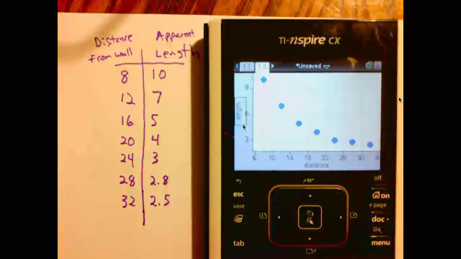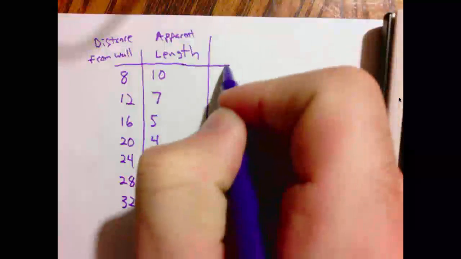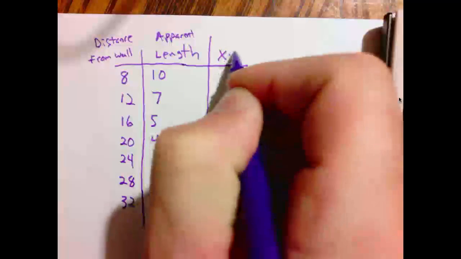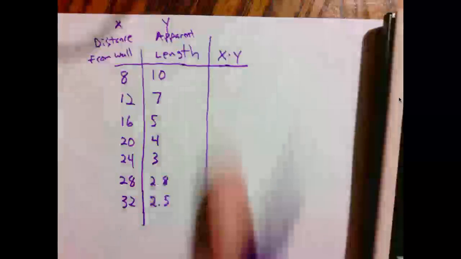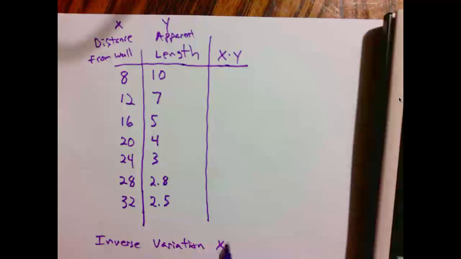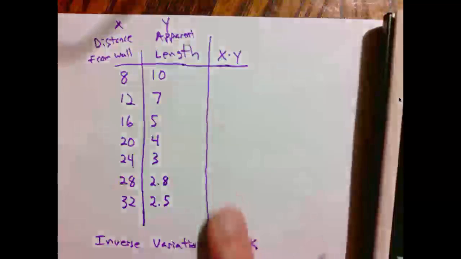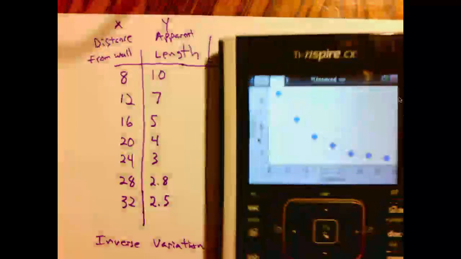Okay, now what we want to investigate now is a third column. I want to look at the product of X times Y. Alright, I'm going to just call this X times Y. We're calling the distance X and the apparent length Y, and I want to look at these products. We know our inverse variation is of the form X times Y equals some constant K. Now this is real world data. We don't expect for this K to be exactly the same, but we hope that it's in the ballpark. Here's how we can find that.